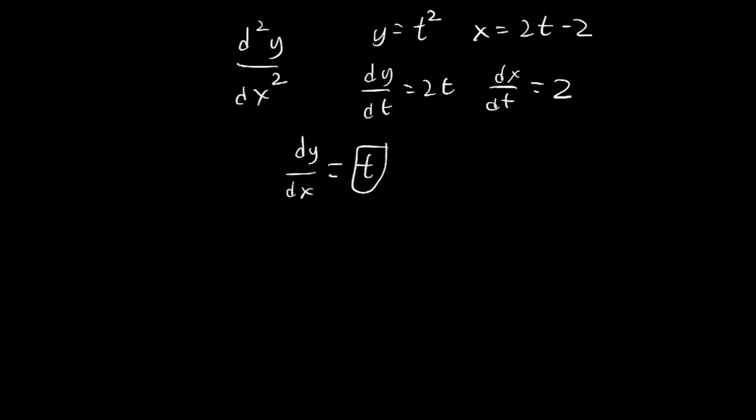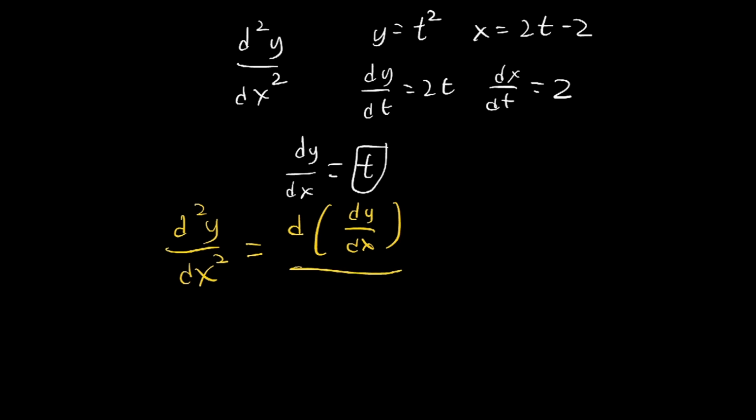So here's a new formula that you're going to have to memorize. The second derivative of y with respect to x is equal to the derivative of dy/dx, and you need to divide this by dx/dt. So this is your formula for the second derivative. It's the derivative of the first derivative, and then divided by the x component derivative. Just remember that.